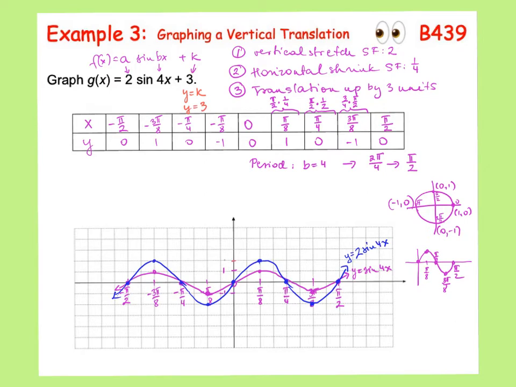So here is 2 and here is 3. So let me see if I can actually make this line nicely. So I can make a line at 3. So this is going to be our y equals 3 midline, which is our vertical shift.